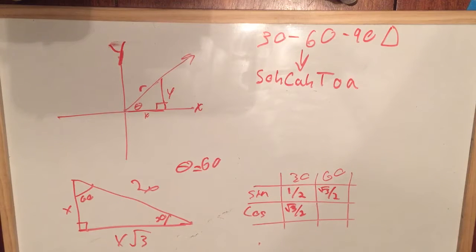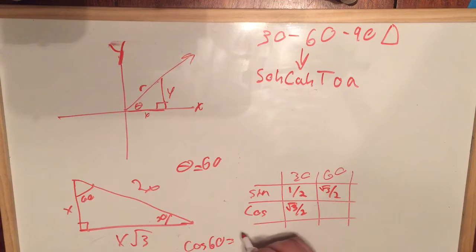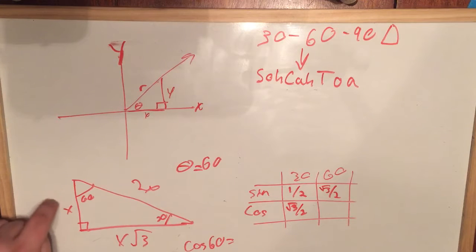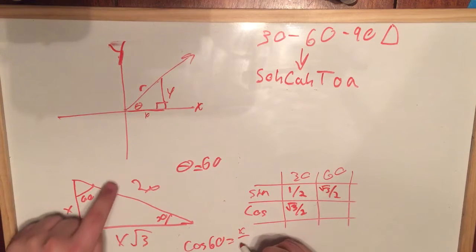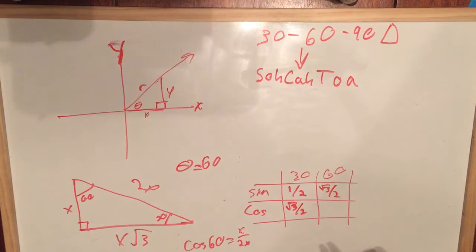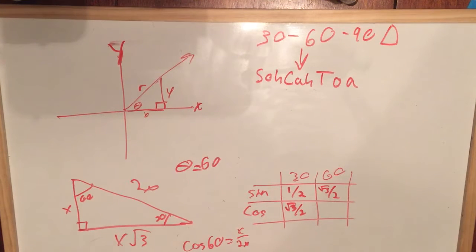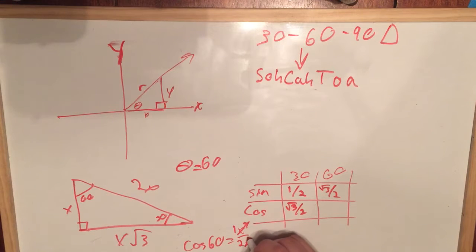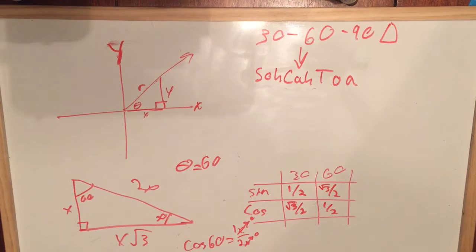And, wow, this looks very similar. So now we're going to have the cosine of 60 equals the adjacent, x, over the hypotenuse 2x. So now we're just going to take that and those cancel out. And then we have the cosine of 60 equals 1 over 2.